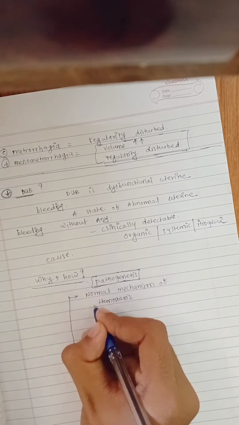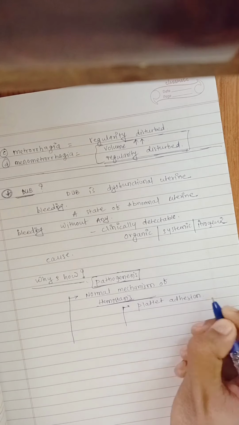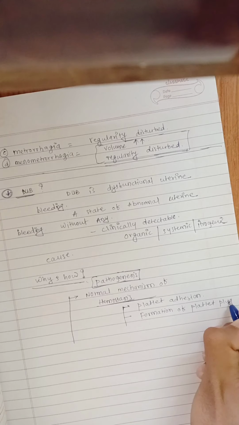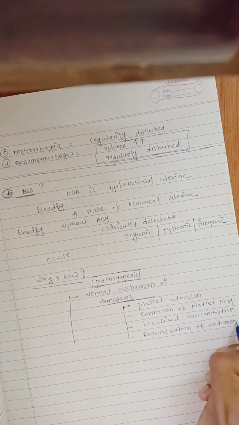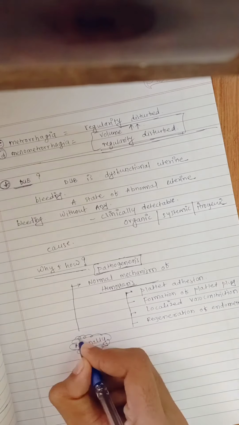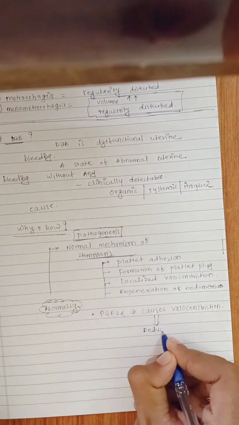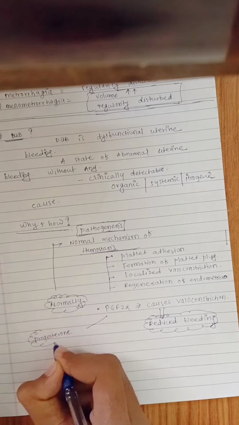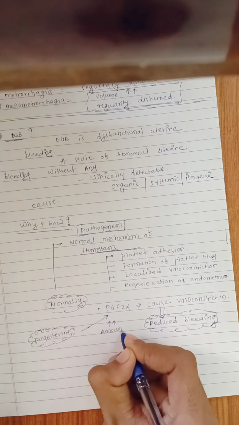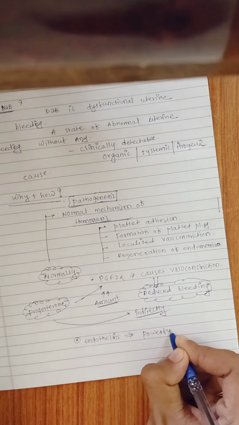Normal mechanism of hemostasis is as follows: platelet adhesion and formation of platelet plug, localized vasoconstriction and regeneration of endometrium. So normally what occurs? There is a secretion of PGF2 alpha which causes vasoconstriction and reduces bleeding. And this PGF2 alpha is also increased by a hormone, that is progesterone, which indirectly reduces bleeding. Second factor is endothelin, which is a powerful vasoconstrictor.